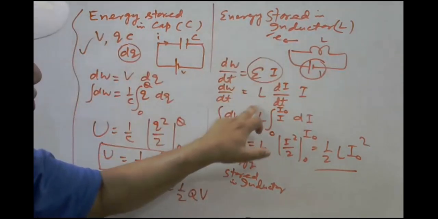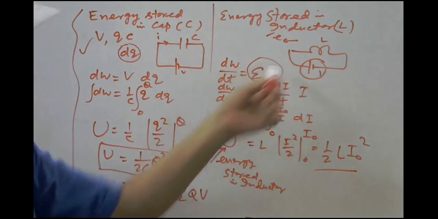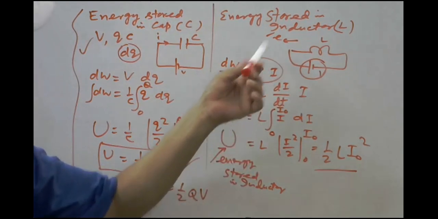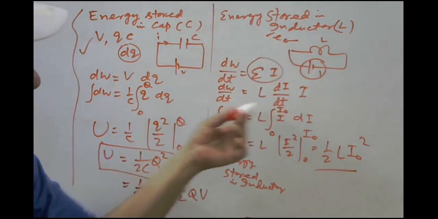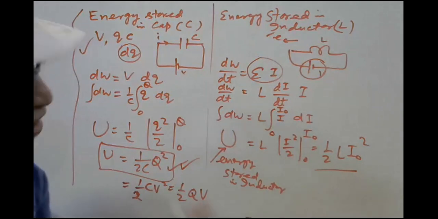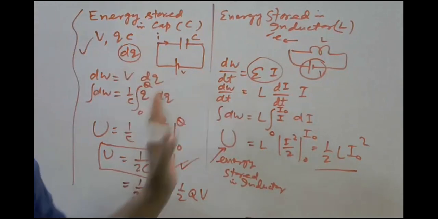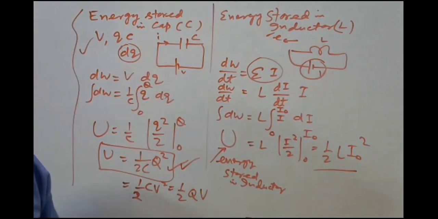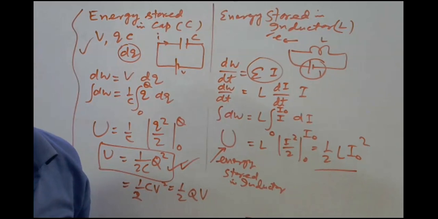Now come to this. Energy stored in inductor, very simple. Power is equal to EI. E means voltage, and it can be written in the numerical value L di by dt. So dt cancels out. We are simply integrating, getting the final result. So both the formulas of energy stored in inductor and capacitor are actually very easy. Got it? Both are very easy.